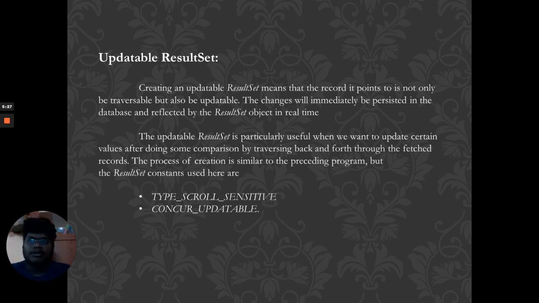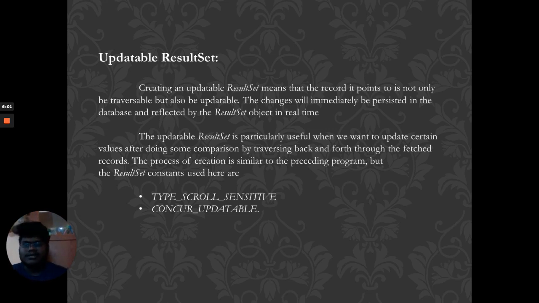Here it will take the changes, and the CONCUR_UPDATABLE constant is where the changes will happen. You can understand, right? So the process will go like this. We will make a result set with the constant TYPE_SCROLL_SENSITIVE, which takes the changes into consideration, and CONCUR_UPDATABLE will make the changes in the database, and it will reflect the changes to the result set object in real time.